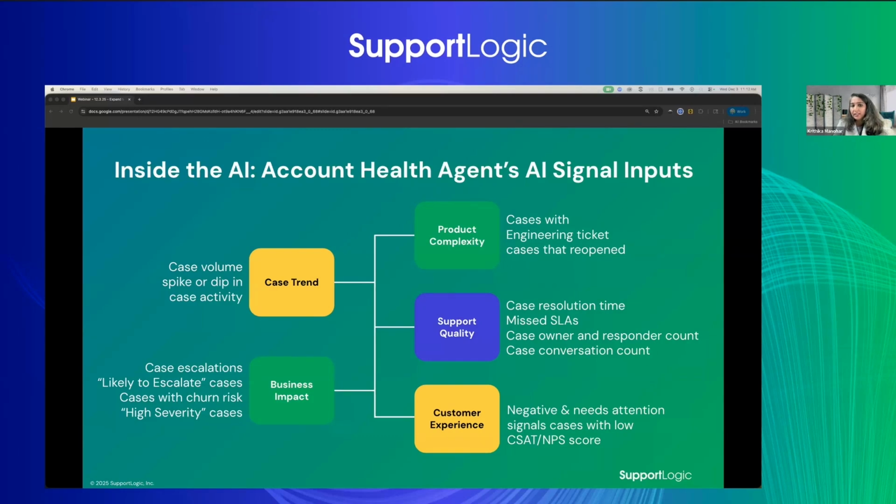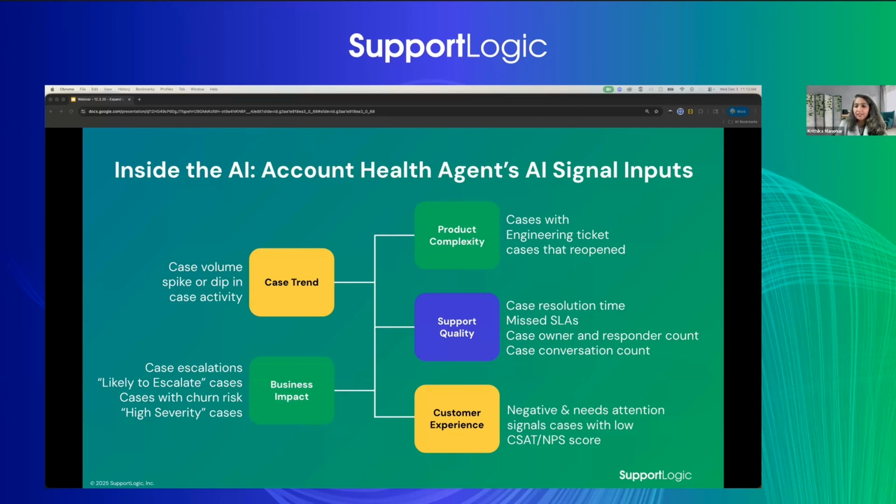The fourth category is the business impact. So here we look into what kind of case escalations we had. Did we have very high severity issues? Were there cases with churn risk? All of that kind of determines the business impact on the account itself.